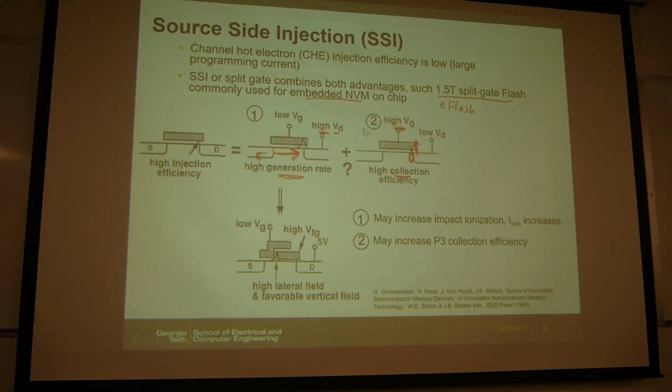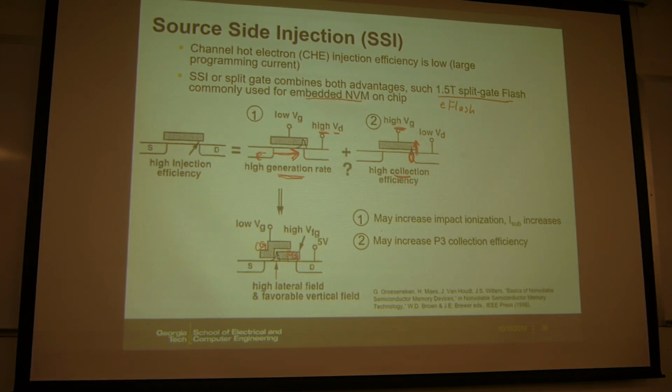So the idea is to combine those two. Then we can have a structure something like this on the bottom. We have two gates, and it is a split gate. And essentially what we have is this control gate and floating gate. So the floating gate now becomes accessible.